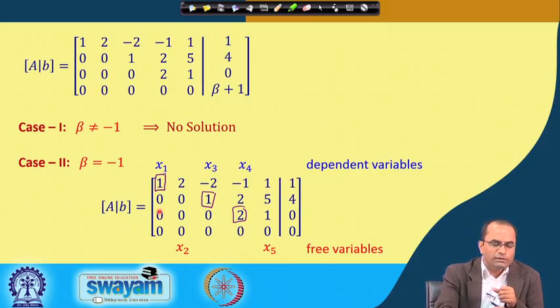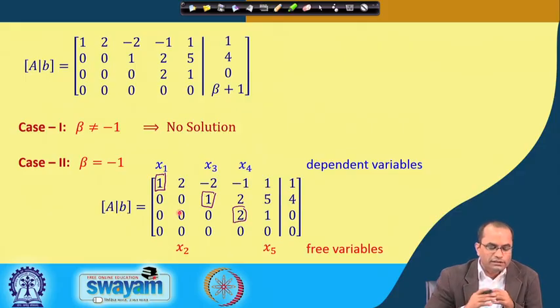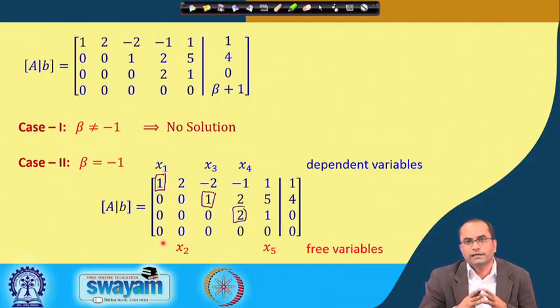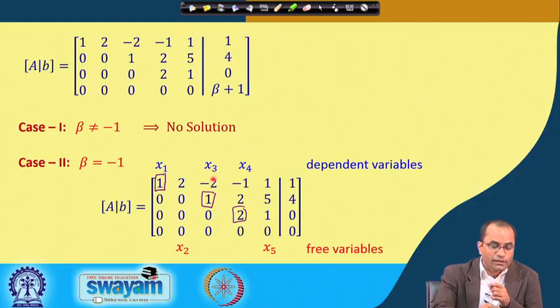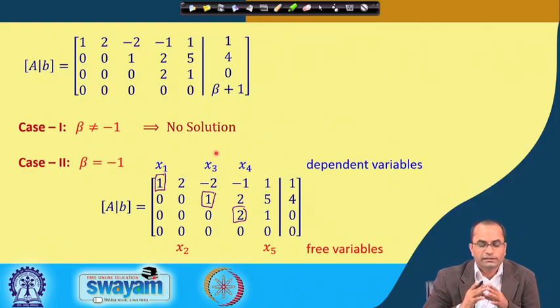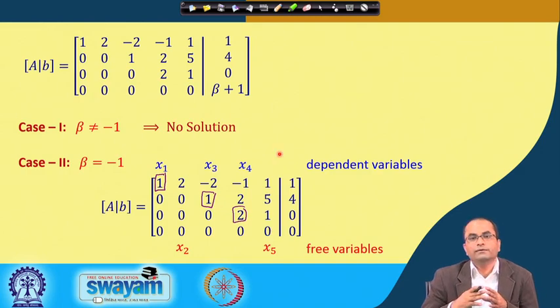So, go to column number 1, if it has a pivot element, mark this as a dependent variable. Go to the next column, column 2, there is no pivot element in column 2, so we mark it as a free variable. Column number 3 has a pivot, so it is marked as a dependent variable. Again column number 4 has a pivot, so we mark it as a dependent variable. Column number 5 we mark as a free variable, because it does not have a pivot.